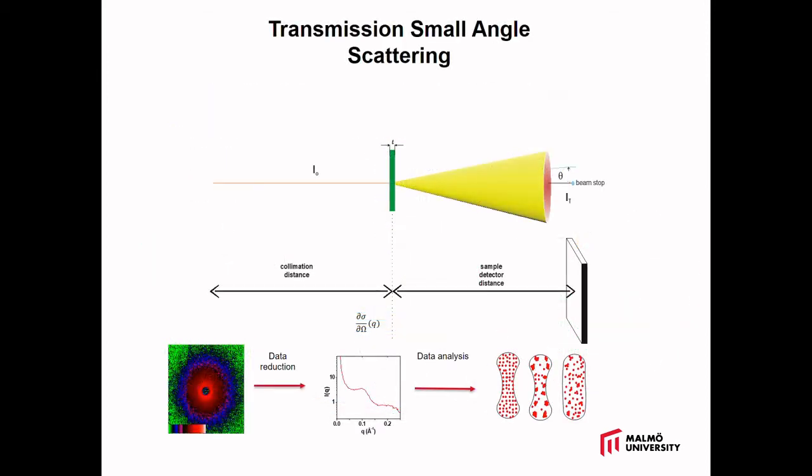So here it is in all its simplicity, the small angle scattering experiment. So we have a beam which is collimated. And all that means is that we define the scattering angle very well, that most of these neutrons, X-rays, or light are going in the same direction.